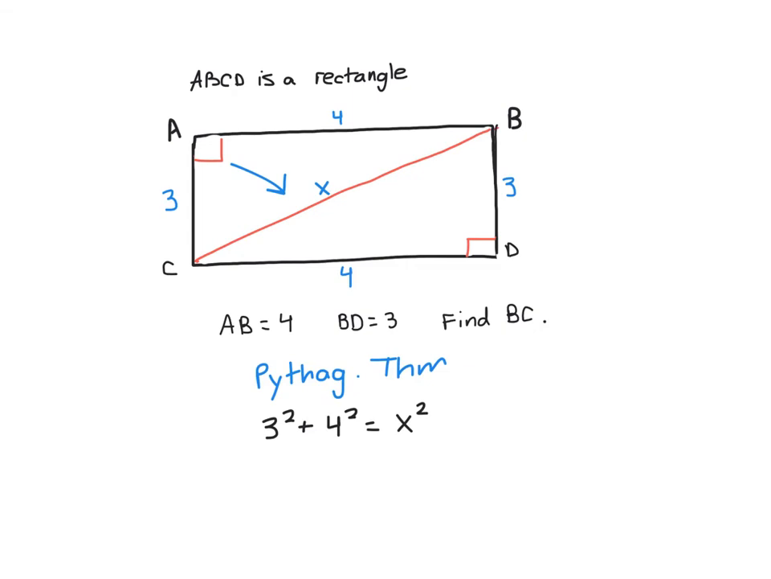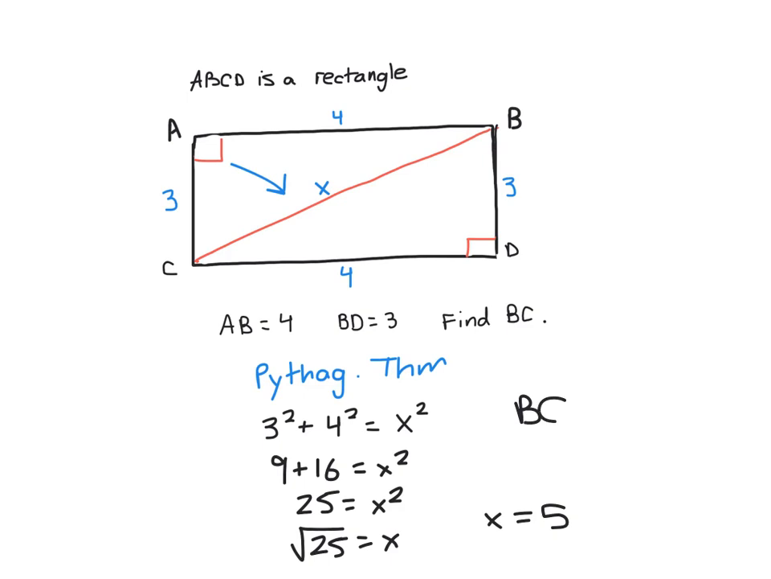And all we have to do is solve for x. So 9 plus 16 equals x squared. 25 equals x squared. Square root of 25 equals x. And we know that the square root of 25 is 5. So BC actually equals 5. So it's really important to always look for ways to create right triangles, because we know that we can always use the Pythagorean theorem. All right, that's all for today.